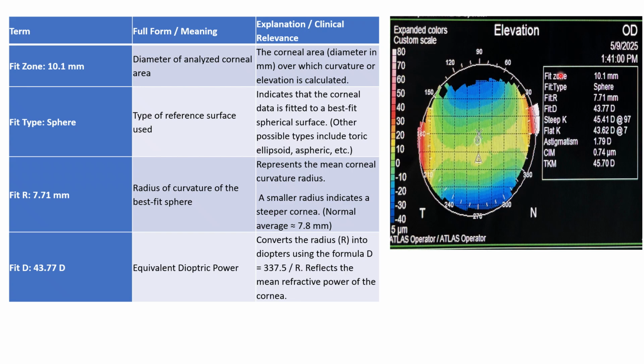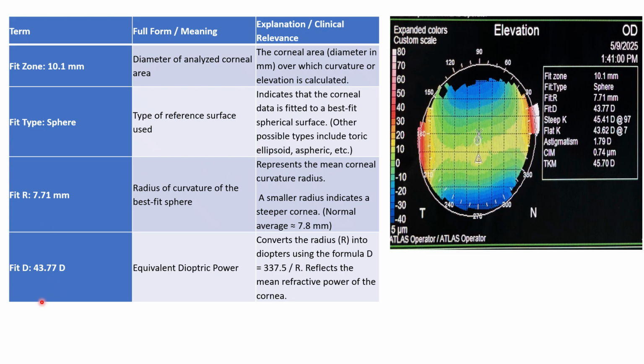In this map we can see it is written fit zone, fit type, fit R, fit D. Fit type we already know we have taken as sphere, which is a reference surface used to study. It indicates that the corneal data is fitted to the best spherical surface, and other surfaces could be toric, ellipsoid, aspheric, etc. Fit zone 10.1 mm, what does it represent? It represents the diameter of the analyzed corneal area, the corneal area over which curvature or elevation we are going to study or calculate.